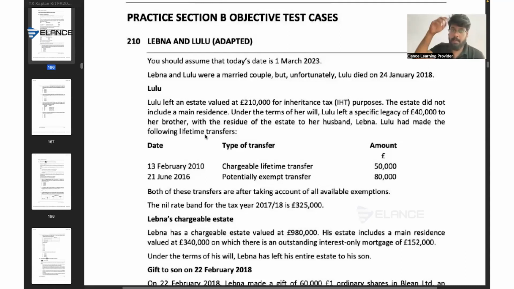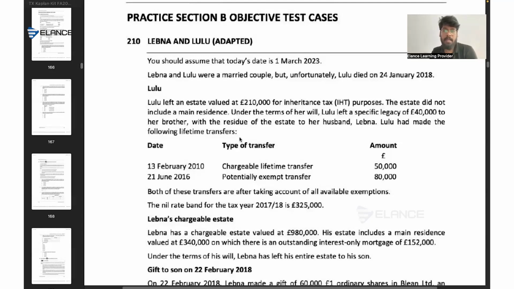So at the time of death of Lulu, the death estate value was 210,000 and did not include a main residence, which means on the death of Lulu, Lulu is not able to use the residence nil rate band, because there is no residential property in the death estate. Under the terms of her will, Lulu left a specific legacy of 40,000 to her brother, the residue of the estate to her husband Lebna.